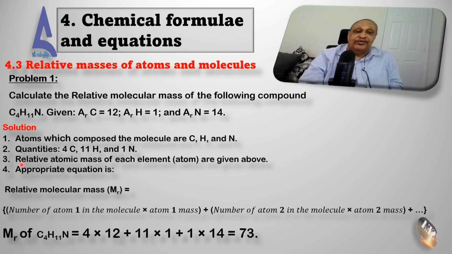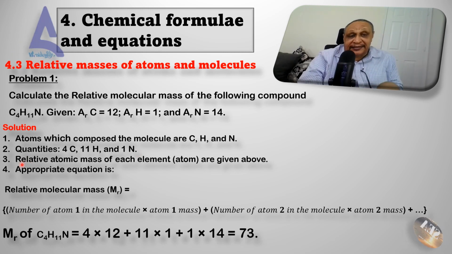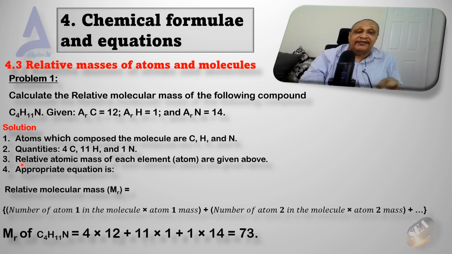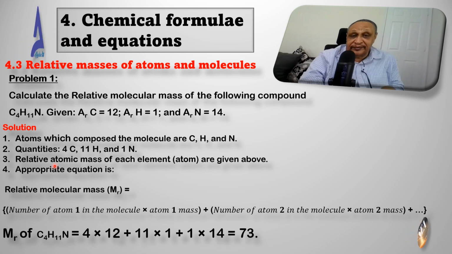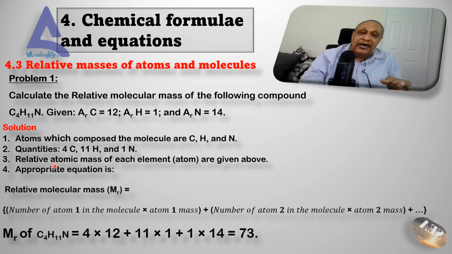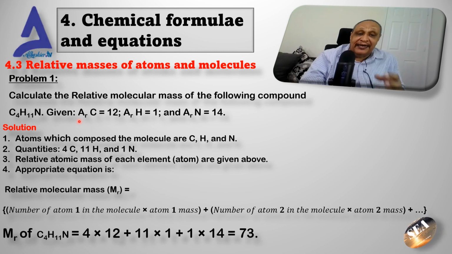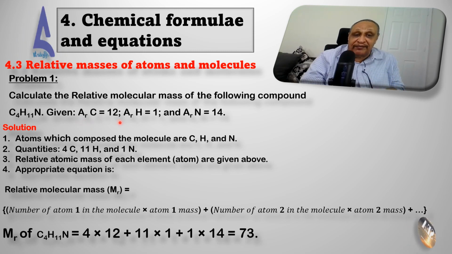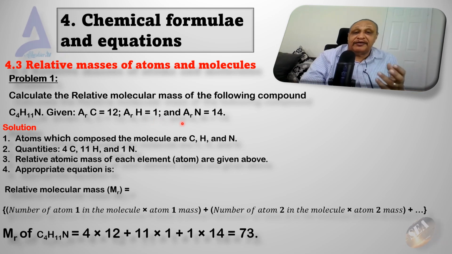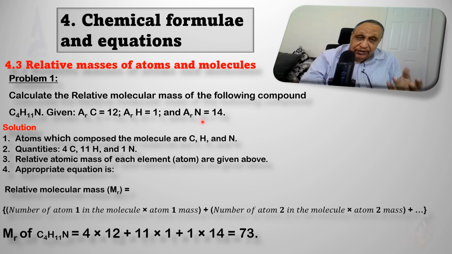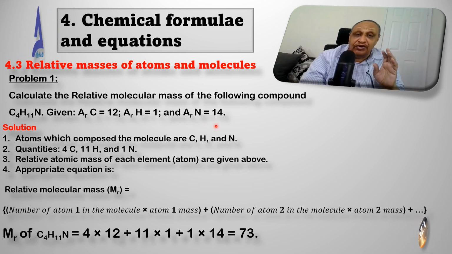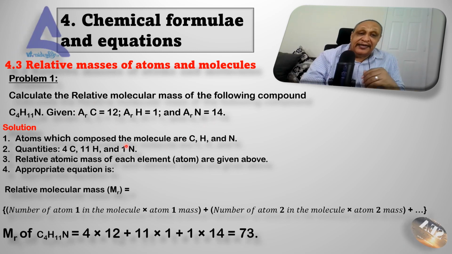Okay, now the third step is to determine the relative atomic mass of each atom. This is already given in the problem. In the problem, they said that the relative atomic mass of carbon is 12, the relative atomic mass of hydrogen is 1, and the relative atomic mass of nitrogen is 14. So it is already given in the problem.